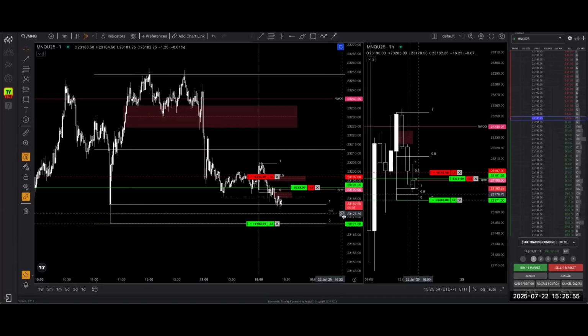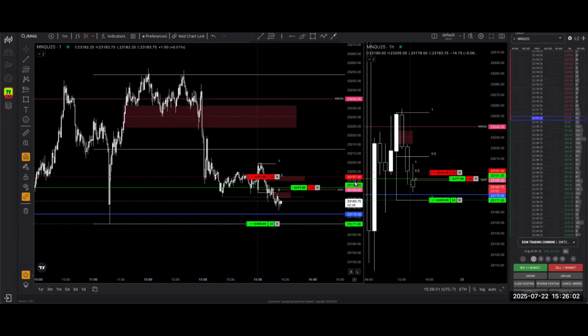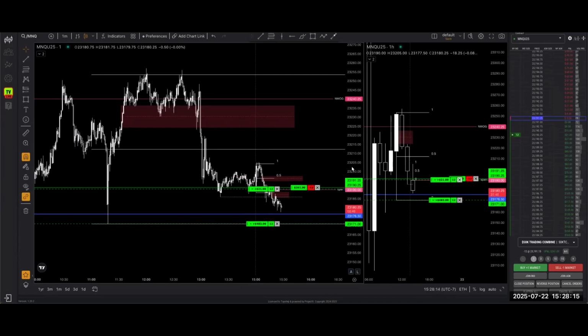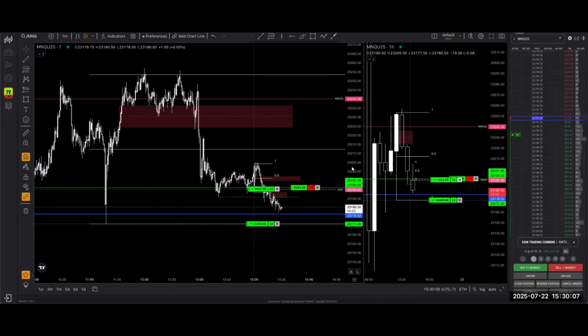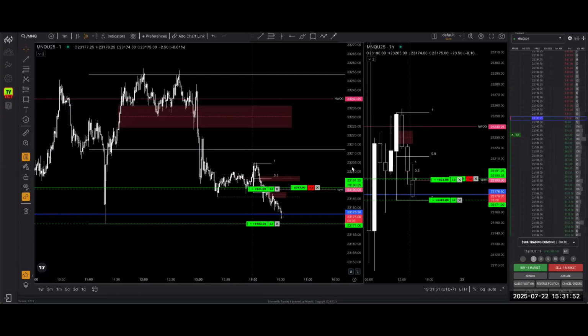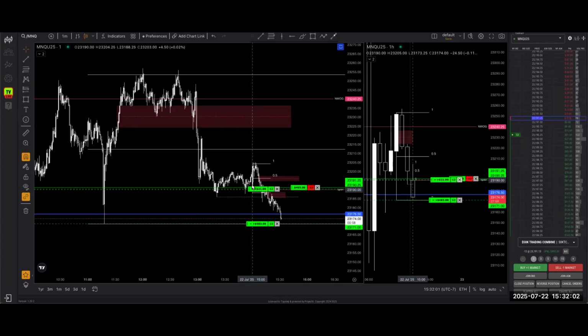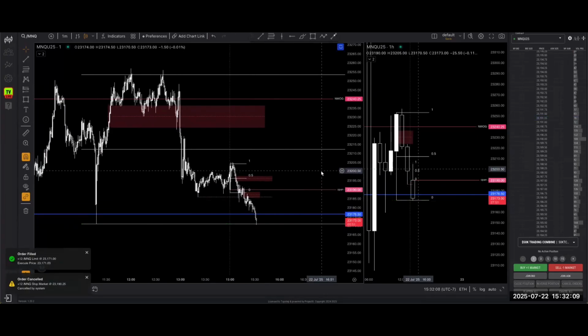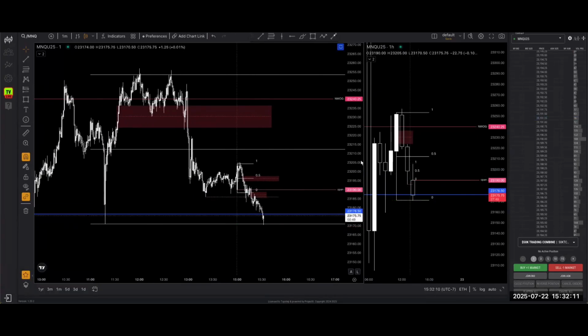So let's just mark out this level and then close that. Oh, target hit. All right, there we go. Just like that, we have the completion of this market structure. So hope that helps.